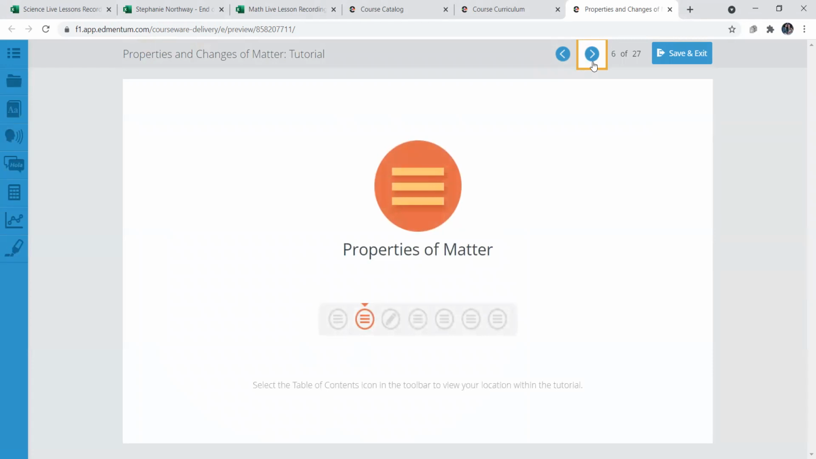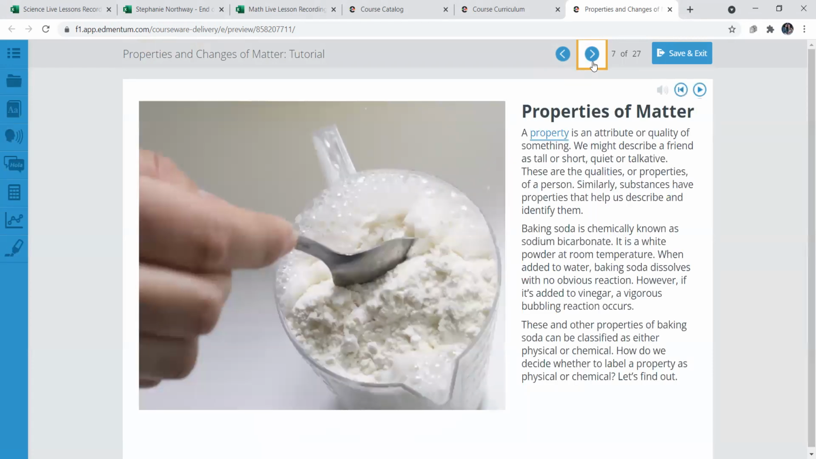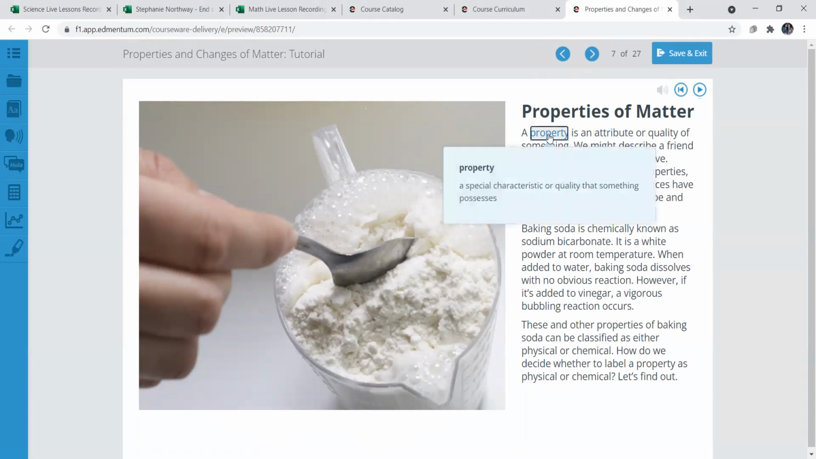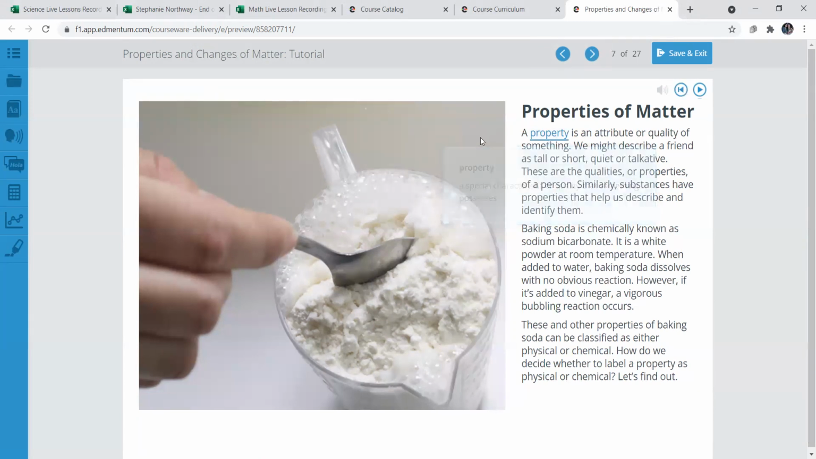The properties of matter. Let's get into this. All right, so let's look up that definition. It's a special characteristic or quality that something possesses. So that's what a property is. So a special characteristic, we could say, I have brown hair, my dog has black hair. Special characteristic about somebody or something.